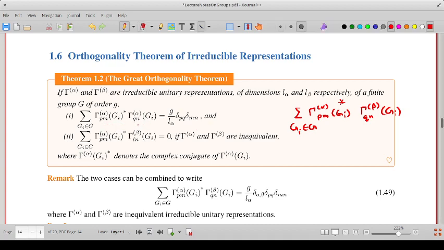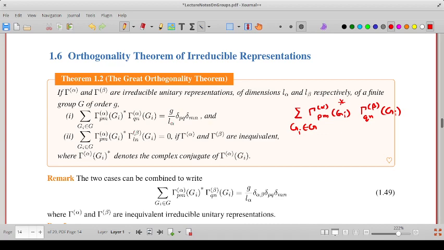That is the quantity that I have written here on the left hand side, and that will be equal to G divided by L alpha times the Kronecker delta PQ times Kronecker delta MN, where G is the order of the group. So if P is not equal to Q, or if M is not equal to N, then this quantity is 0. And if P is equal to Q and M is equal to N, this quantity will be equal to G divided by L alpha.